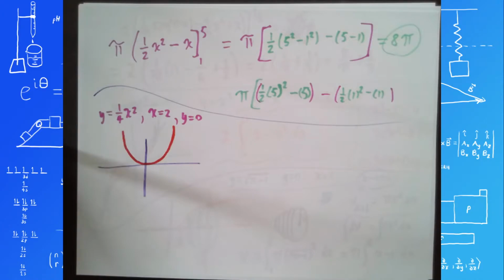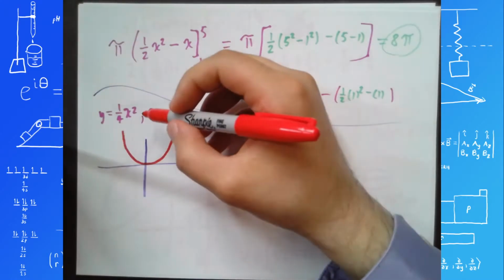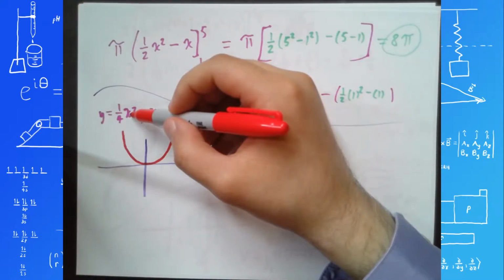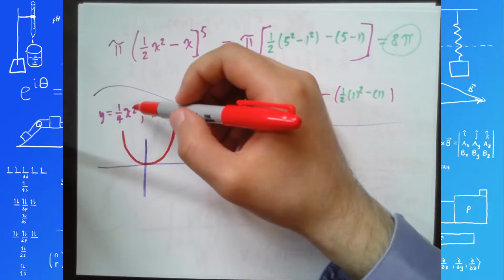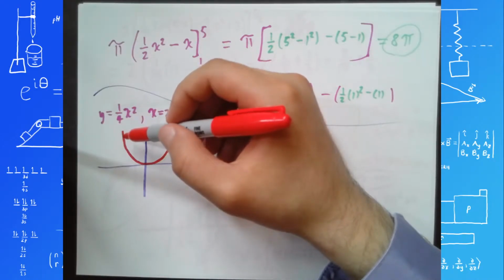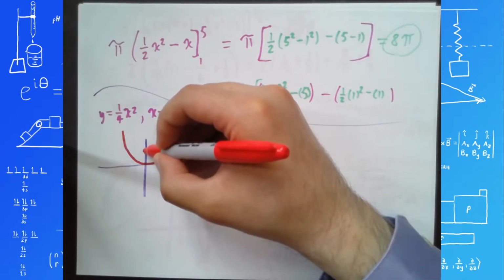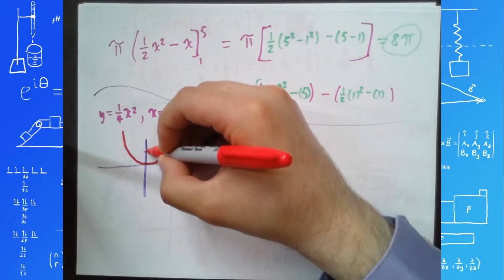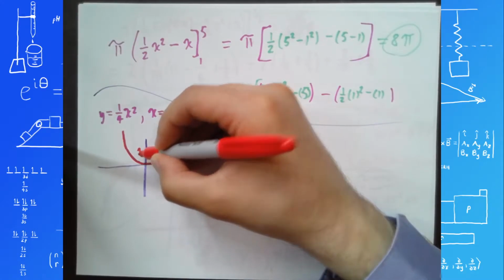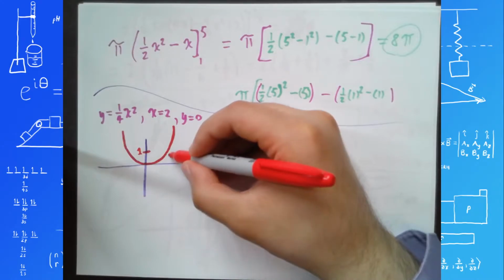And then x equals 2 would be... Oh, let's see. So x equals 2. If I plug 2 into y equals 1/4 x squared, that's going to give us 1. Okay, I think that might be relevant. Let's mark it... Oh, how about here? That looks about right.